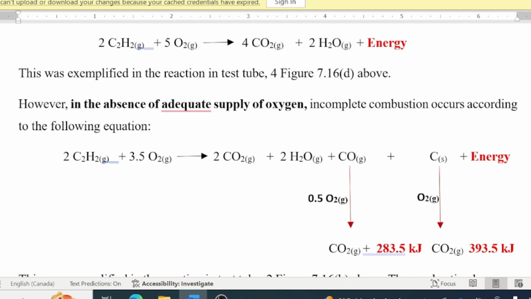Now you see, 2 moles of this react with 5 moles of that to give you that. Now if you use less oxygen here, I mean 3.5 moles, look what happens. You get some amount of energy. Do you think this energy will be the same as that? Look, everything was burned to carbon dioxide and water here. But in this case, look, you're getting carbon monoxide being produced and some carbon also.